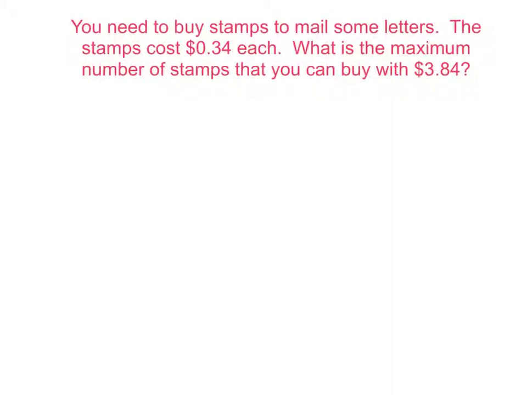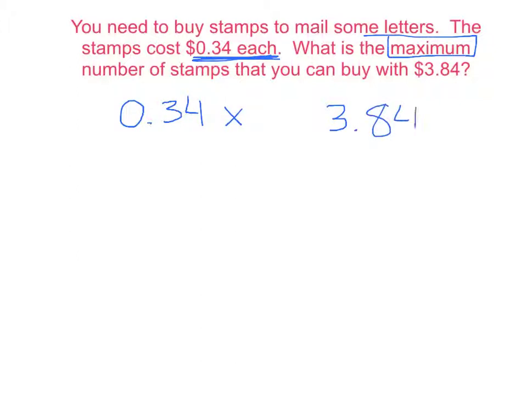Alright, last example. You need to buy stamps to mail some letters. The stamps cost 34 cents each. What is the maximum number of stamps that you can buy with $3.84? So, let's see. If each stamp costs 34 cents, so it's 34 cents per stamp. And we're going to spend $3.84. So now we have to think about what our inequality will be to represent this situation.